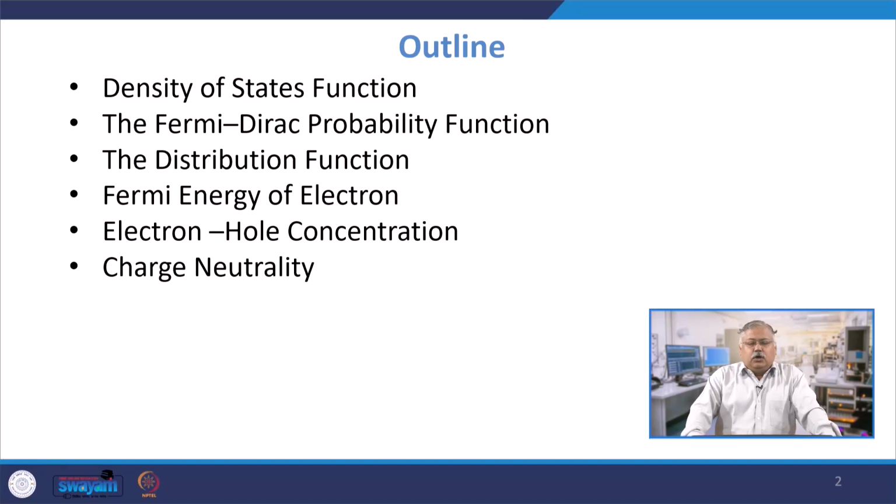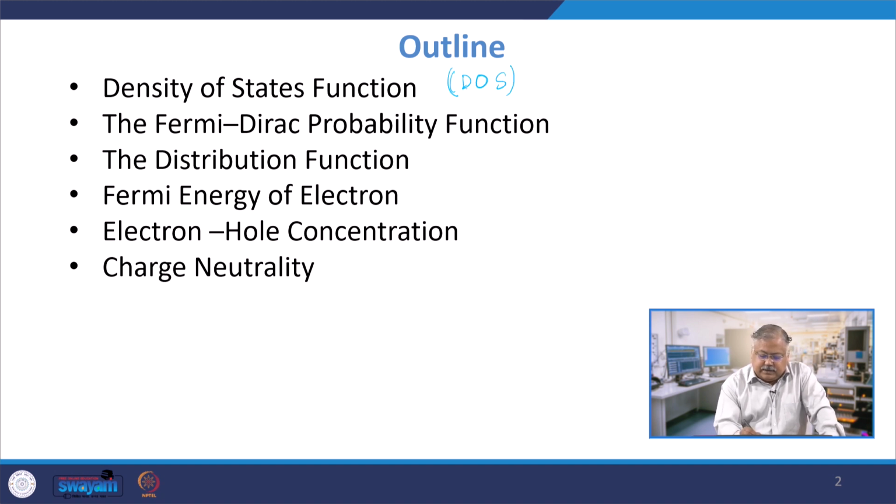So, with this let me start this lecture here, and the outline of this lecture will be, we will look into the density of states function, also referred to as DOS in most of the books. DOS basically means density of states. Then we will look into the Fermi-Dirac probability function, also known as the FD function. The same thing we will be looking into as the distribution function, and then we will come to the meaning of Fermi energy of an electron, and then we will look into the charge neutrality of the electron.